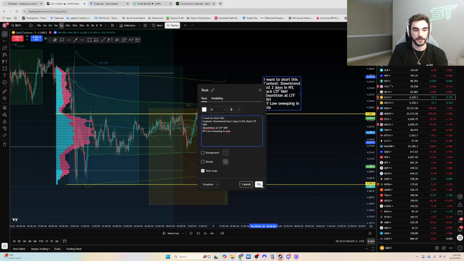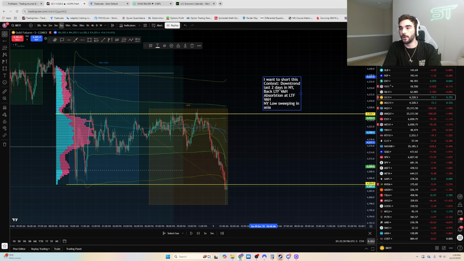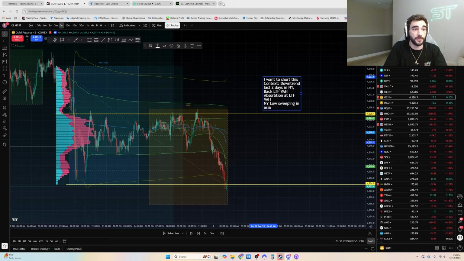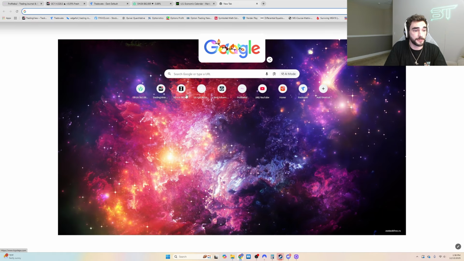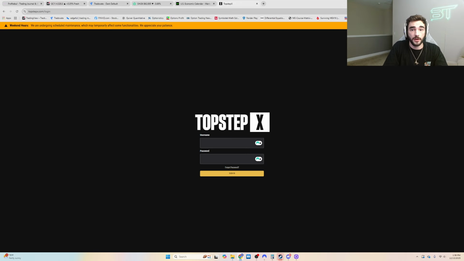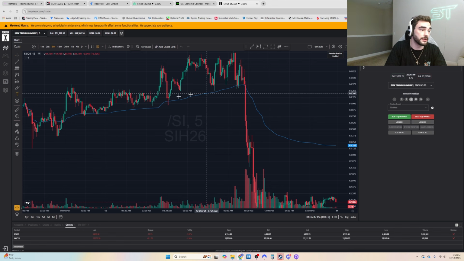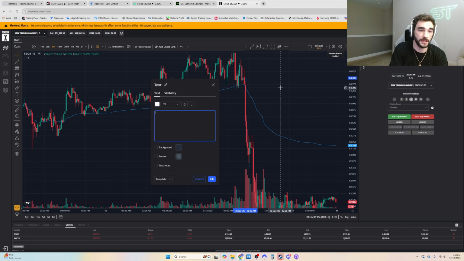Okay, so this is my idea. I want to have this in front of me. If you have trouble with framing it in your head, write it down. Put it on your TradingView. Is this so hard to do? If I even go over to like TopStepX, you can still put text boxes on TopStepX. It's a TradingView platform. TradingView is integrated in here. I can do the exact same thing.